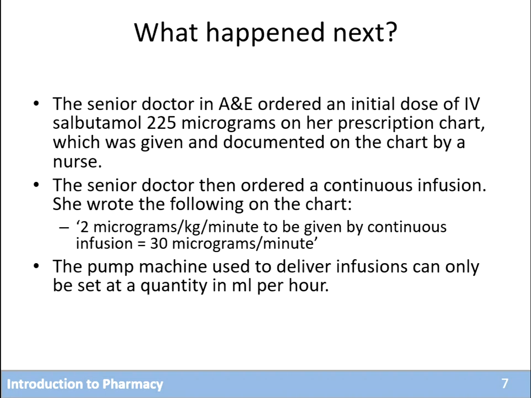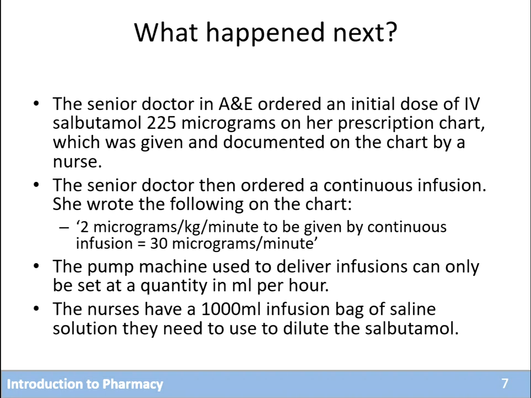One problem we have in practice is, again, it's about administering it. So the machine that's used to deliver infusions has to be set at a quantity of milliliters per hour. So we can't directly make a straightforward calculation. We have to calculate how many mils per hour we need to have. And in this case, the nurses had a 1 litre, 1,000 ml infusion bag of saline solution that they needed to use to dilute the salbutamol.